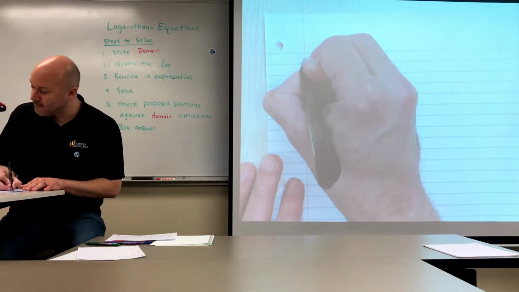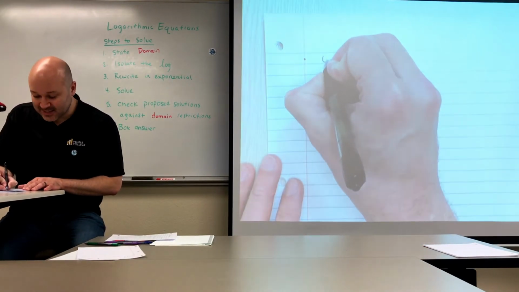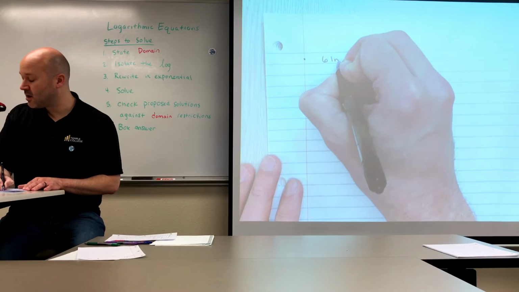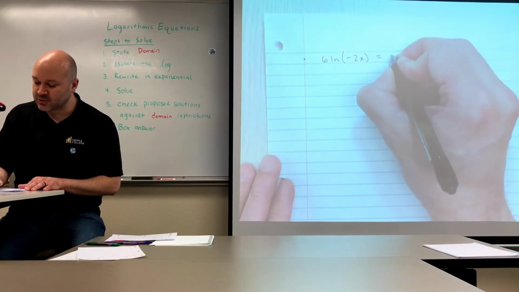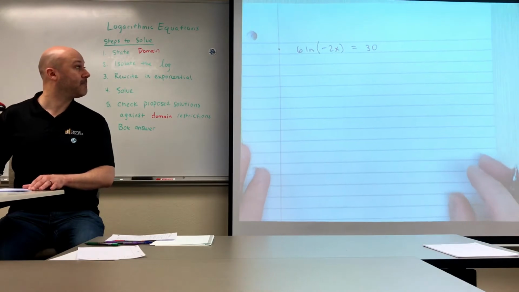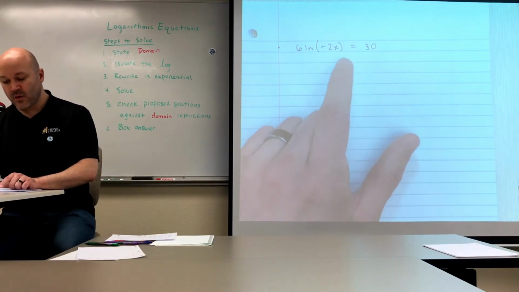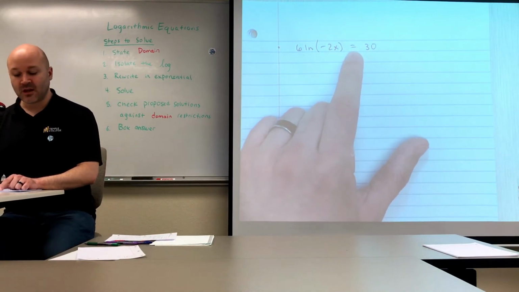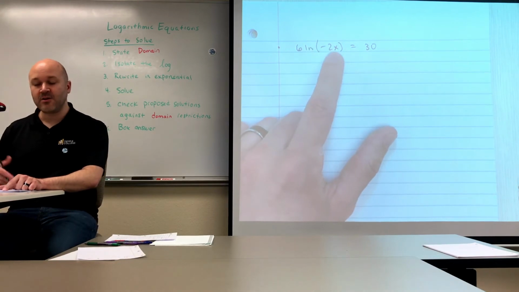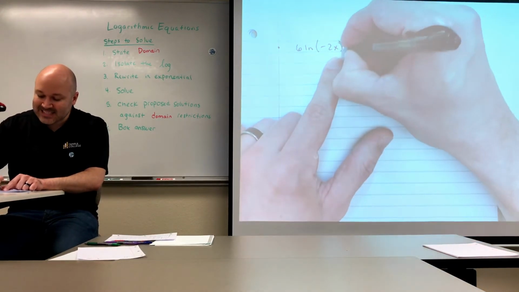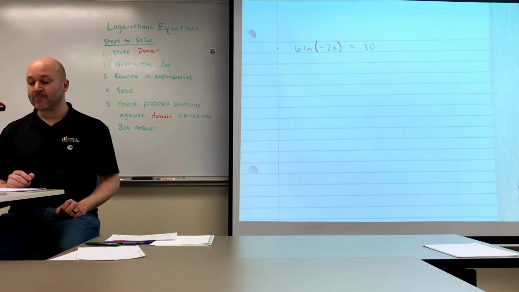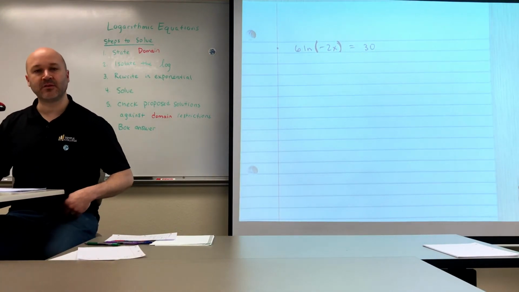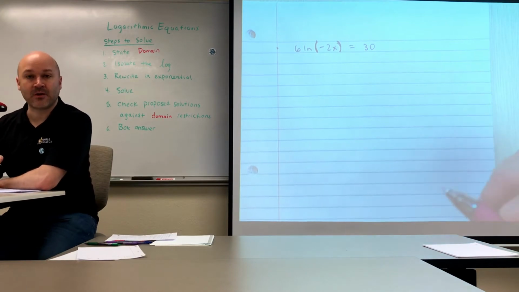Let's try this one. 6 times the natural log of -2x is equal to 30. We call this type of equation a logarithmic equation because the unknown variable is inside the argument of the logarithm. Before I can even begin with this problem, I need to worry about domain.